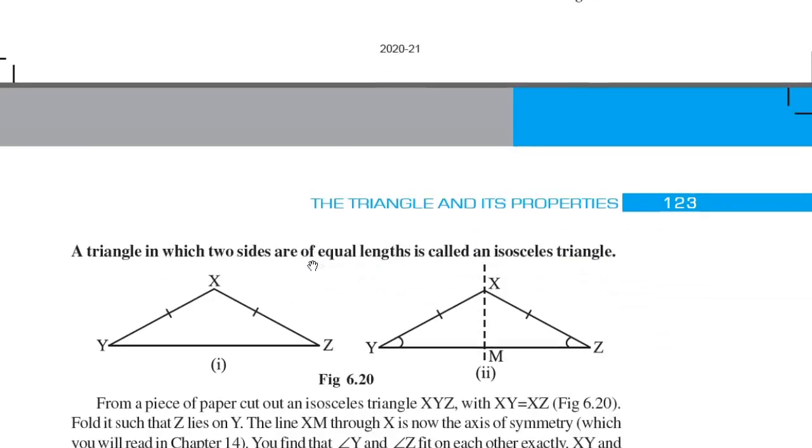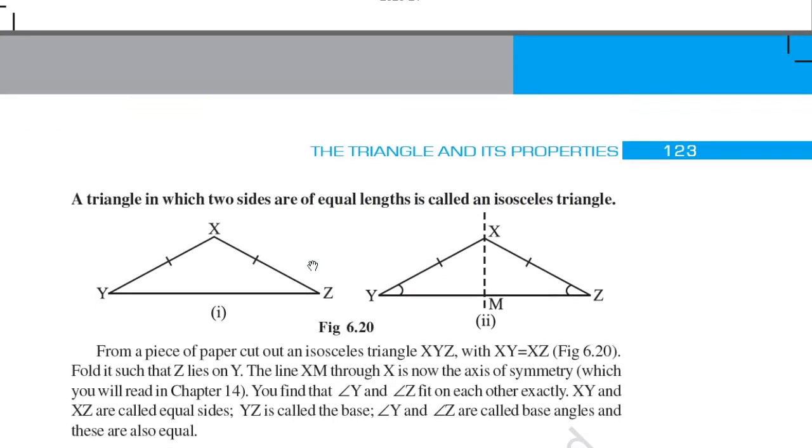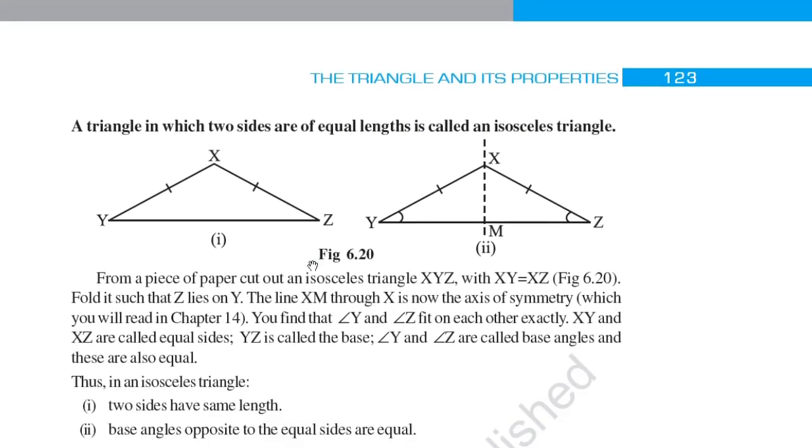A triangle in which two sides are of equal length is called an isosceles triangle. We have studied this before. From a piece of paper, cut out an isosceles triangle XYZ with XY equal to XZ. You can see XY is equal to XZ.